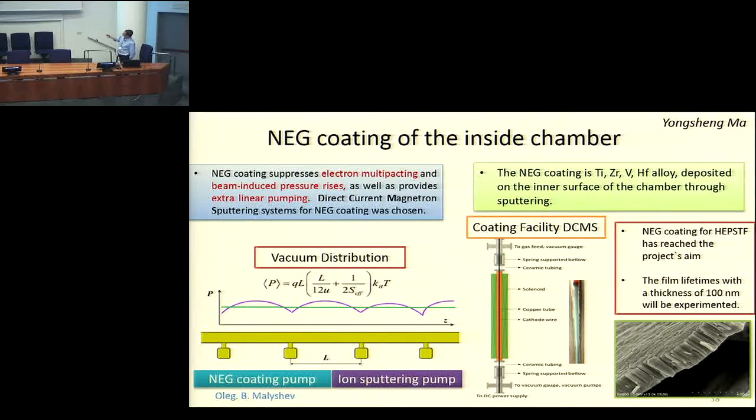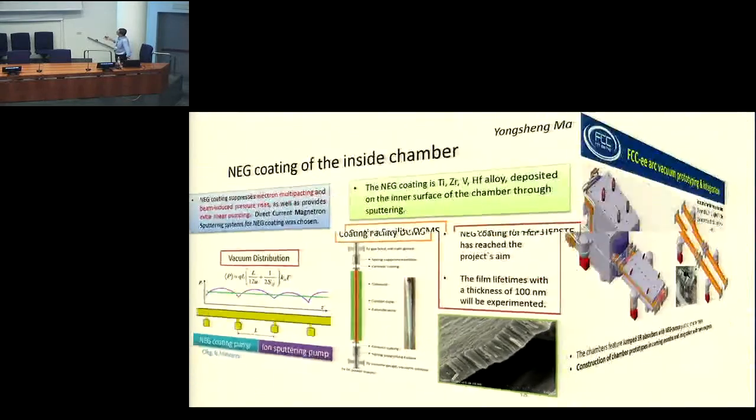We are also going to use the NEG coating of the inside of the chamber. As for the High Energy Photon Source test facility, we have already developed the NEG coating. The NEG coating has reached the project goals. The film lifetimes with a thickness of 100 nanometers will be experimented.